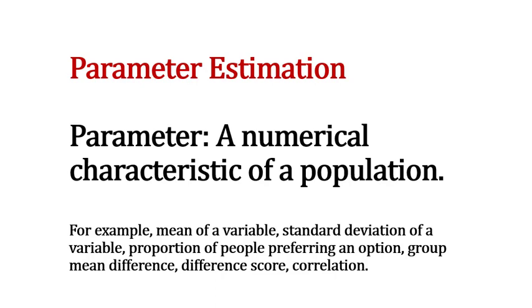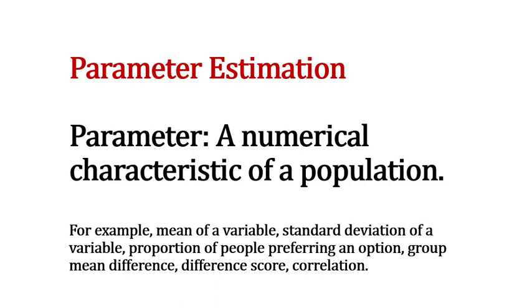So we've got a population, and we want to know a numerical characteristic of it. For example, the mean of a variable in that population, the standard deviation of a variable in that population, the proportion of people in that population who prefer one option over others. A group mean difference: in that population we separate them into groups, and we want to know how the means of those groups differ on one variable.